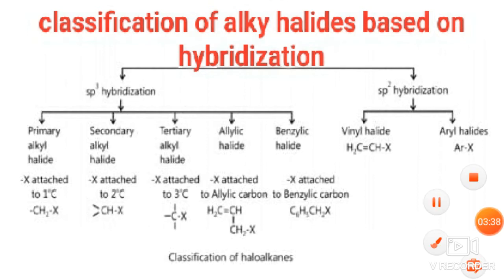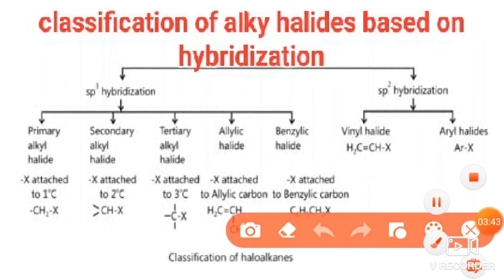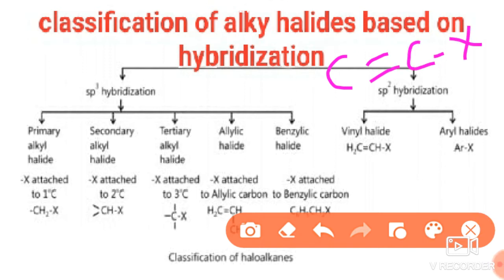And the second classification is sp2 hybridization. Here the halogen atom is attached to a carbon-carbon double bond atom of a compound. It undergoes sp2 hybridization. It is mainly of two types. One is vinyl halide and the second one is aryl halide. Vinyl halide: here the halogen atom is directly attached to a carbon-carbon double bond atom of a compound, then it is called vinyl halide. Here ethynyl halide is the example of vinyl halide.